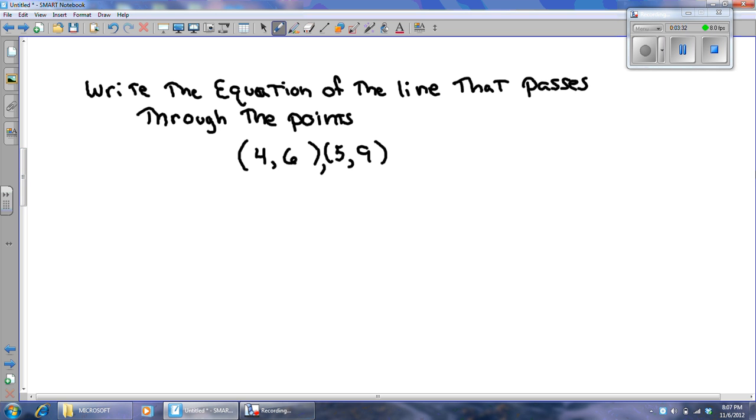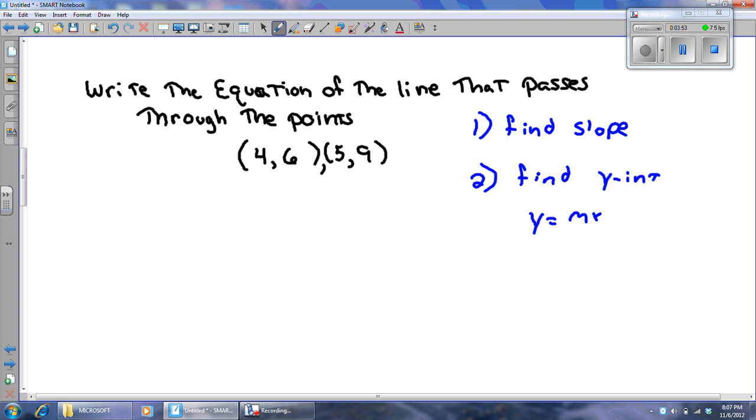We're going to need to define 2 things. First, we're going to need to find the slope. After we find the slope, the second thing we're going to do is find the y-intercept. And I'm going to do it all from the equation using y equals mx plus b. All right, let's find the slope. Here we've got the first problem. We've got the points (4, 6) and (5, 9). I want the equation of the line that goes through those 2 points.